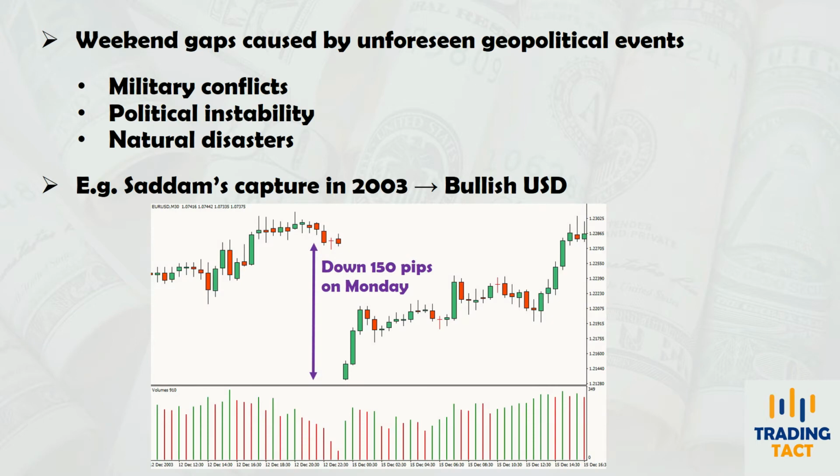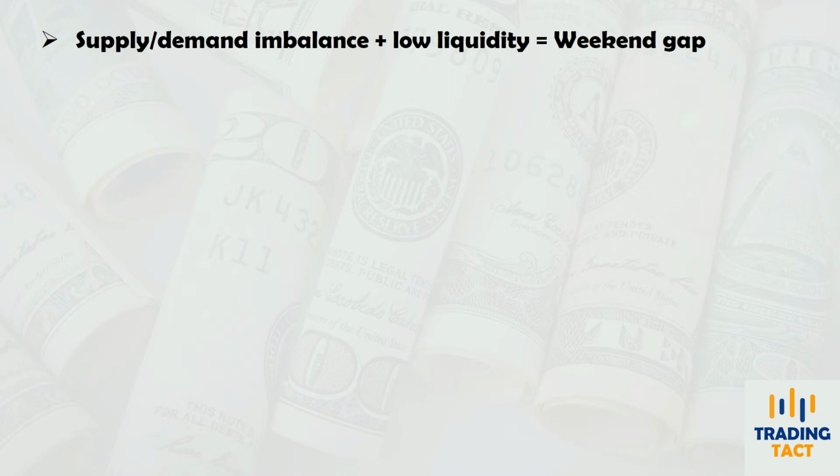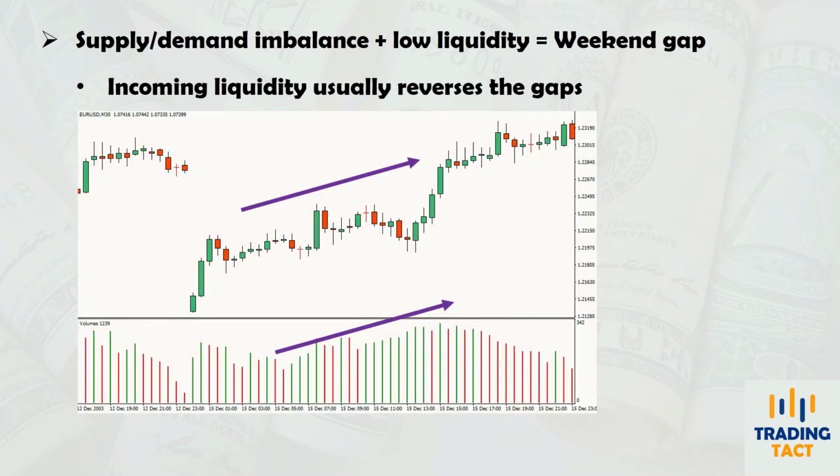The drastic imbalance in supply and demand, combined with the thin liquidity over the weekend, creates gaps when the market reopens in Asia on Monday. Eventually, with increased liquidity in the ensuing London and New York sessions, this imbalance tends to correct itself. In fact, I have observed that these weekend gaps usually reverse completely by the middle of the trading week.